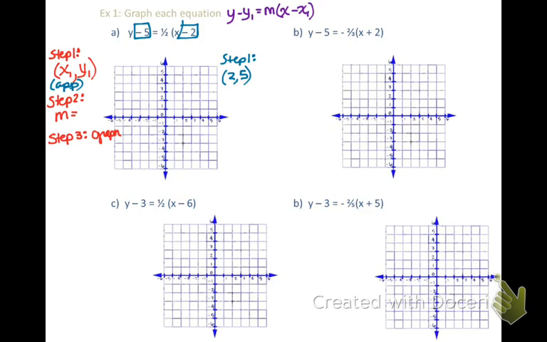Step 2 is finding m. Well, as you could tell up on your equation, m is the number that's before the parentheses. So that's the one that I just circled up at the top of our equation. So that would be 1/2.